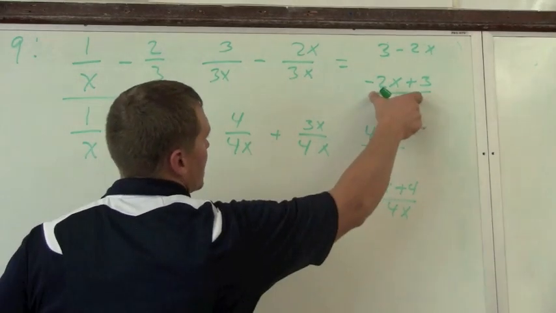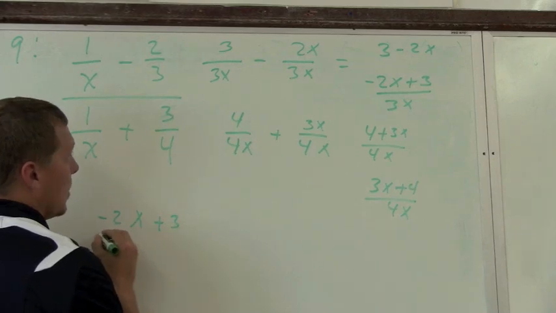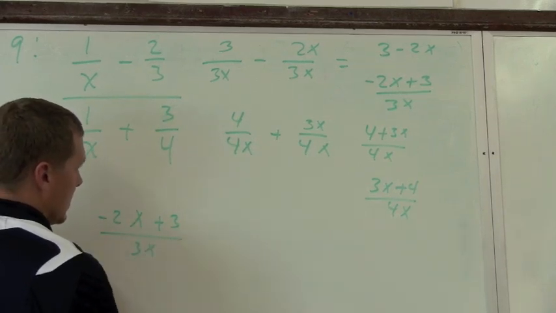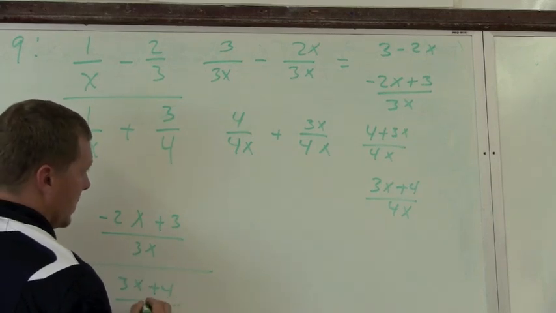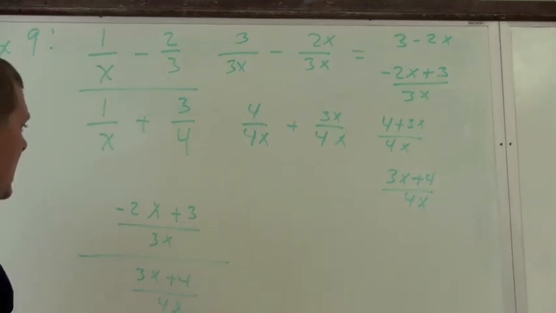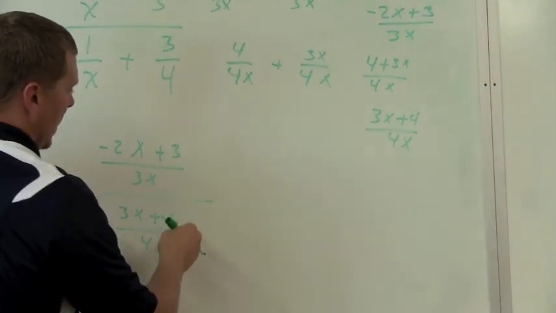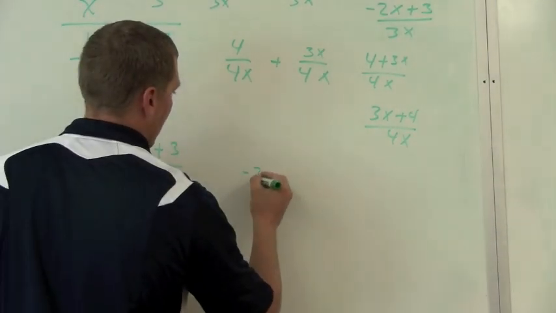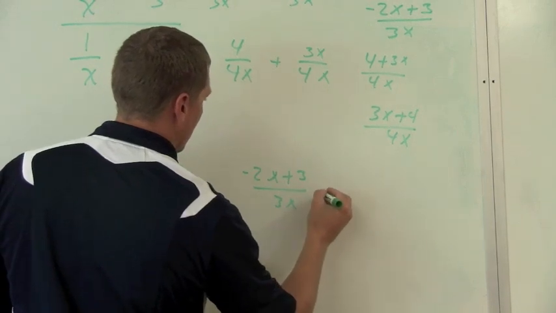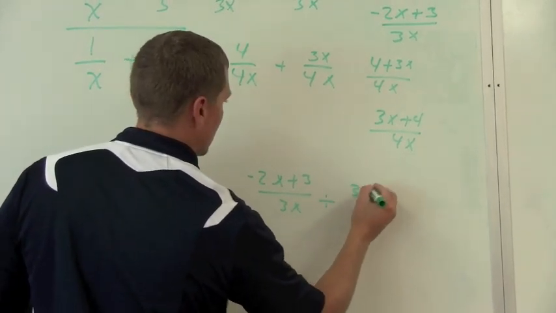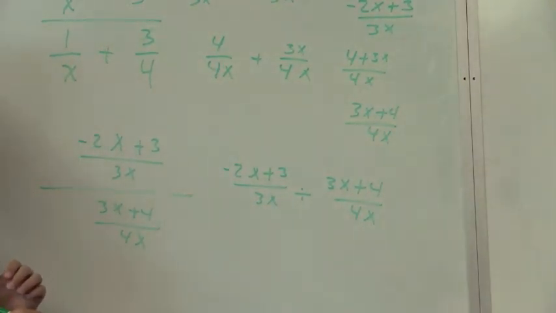Now, this was my top over 3x, which is over 3x plus 4, which is over 4x. All right, now, this really means divide. So I'm going to take this fraction divided by this fraction. So let's rewrite that. Okay, so now we have that.